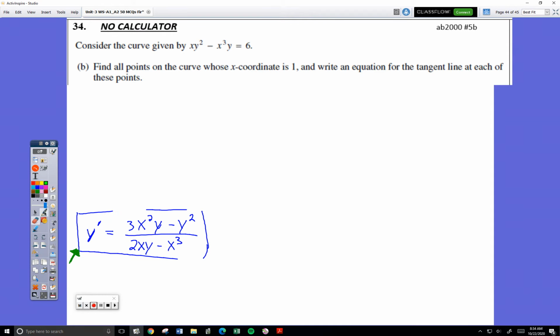So I just do it again. I go find y prime now at the point 1, -2. That's going to equal 3, parentheses 1 squared times -2. Always use parentheses to replace the x and the y.